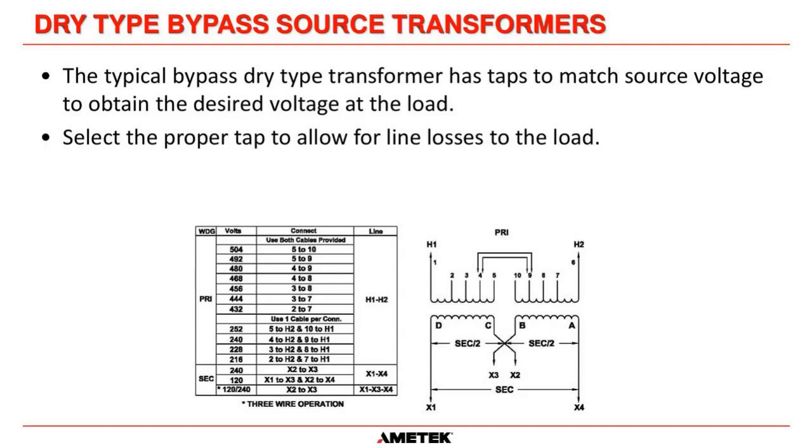Here is a typical bypass dry type transformer showing different taps that we can select to get the proper output voltage, assuming our AC input voltage to the transformer is not ideal. Maybe that's only running at 460 volts. Well, we've got a tap we can select there to get the proper output voltage.